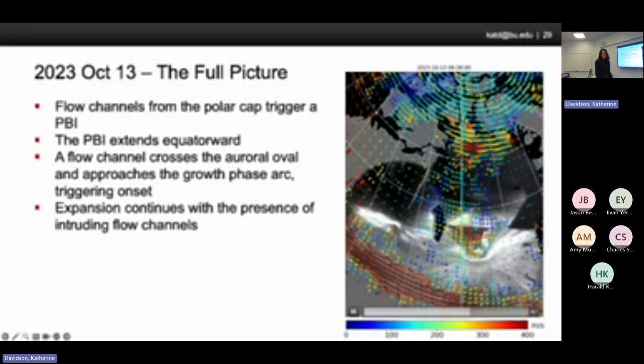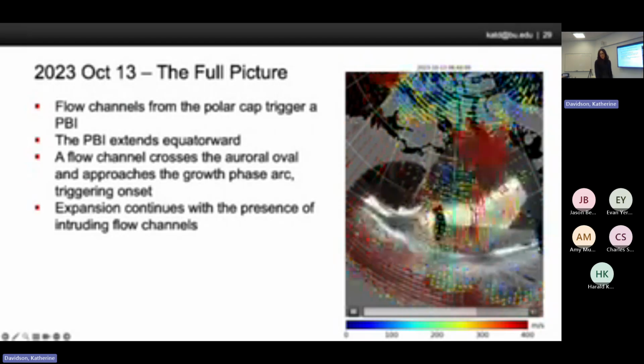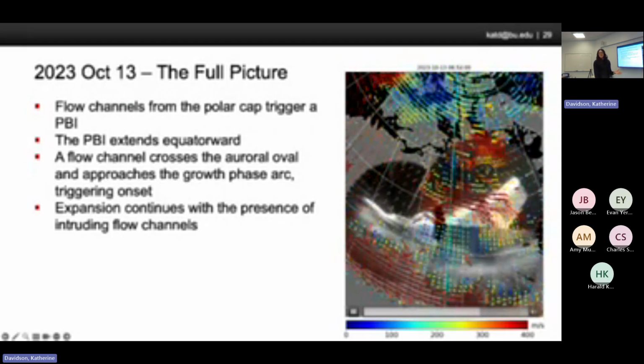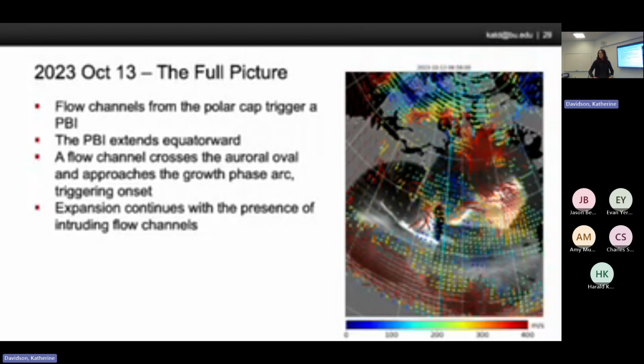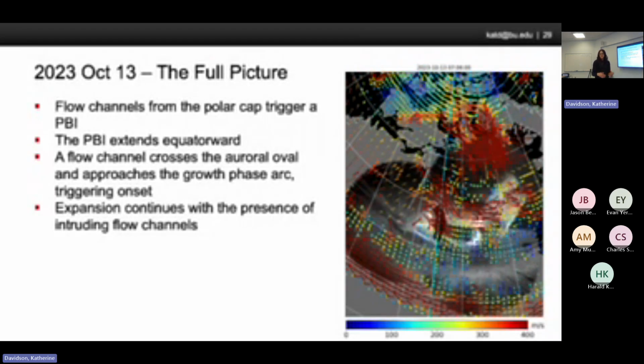And then again, we have a stepwise expansion where we have more intense expansion during more intense flows. Whenever the flows start to diminish, the expansion starts to cease as well.